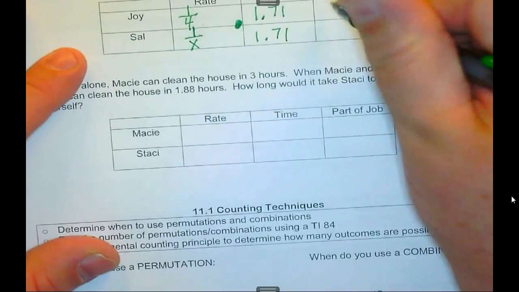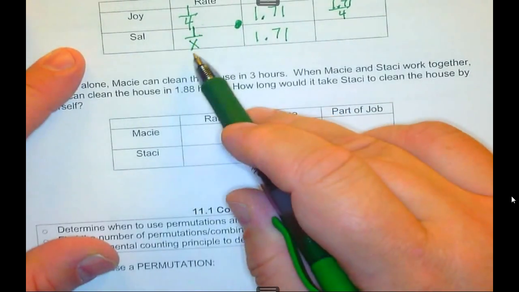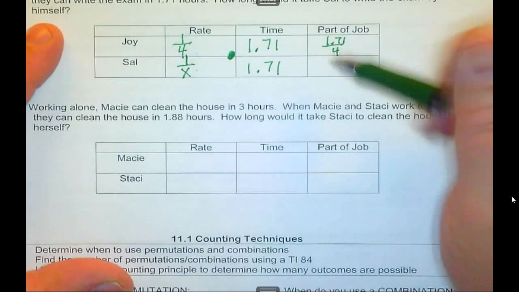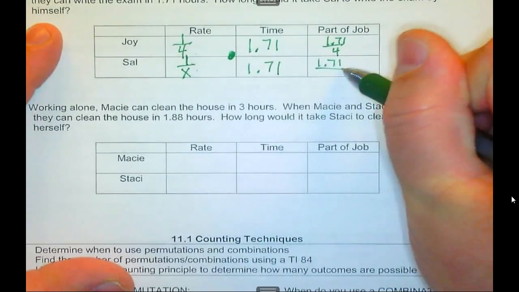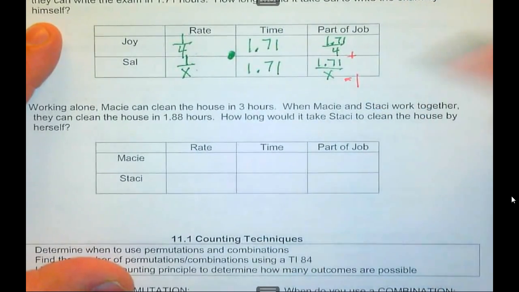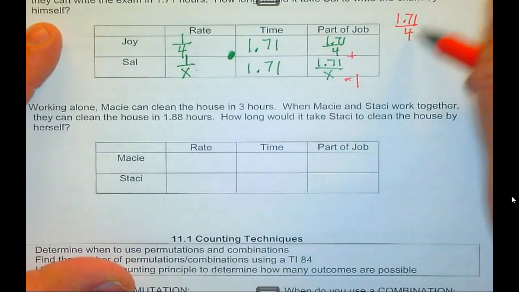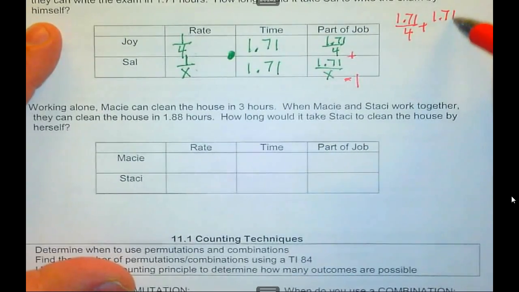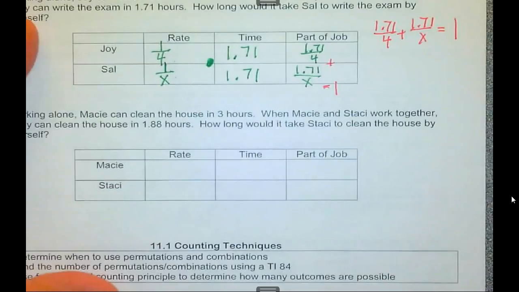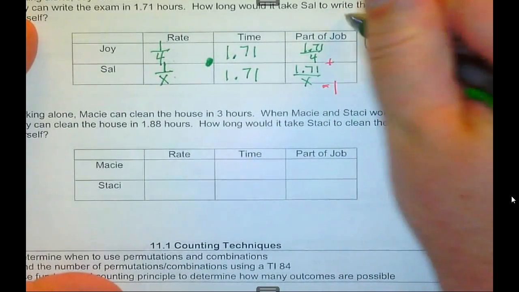1/4 times 1.71 is 1.71 over 4. 1 over x times 1.71 is 1.71 over x. Add these together, they equal 1. So I have 1.71 over 4 plus 1.71 over x equals 1. What's my common denominator? 4 times x. 4x.